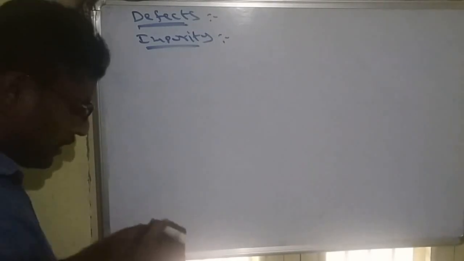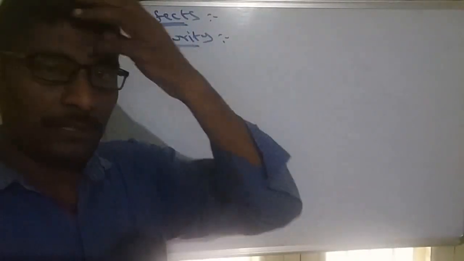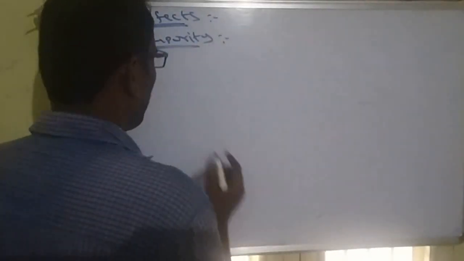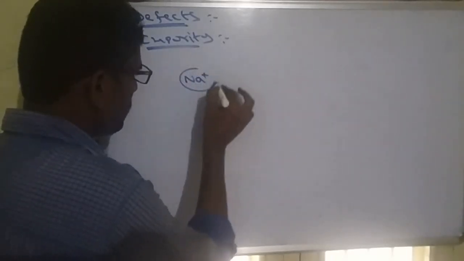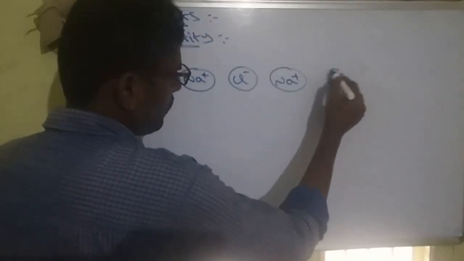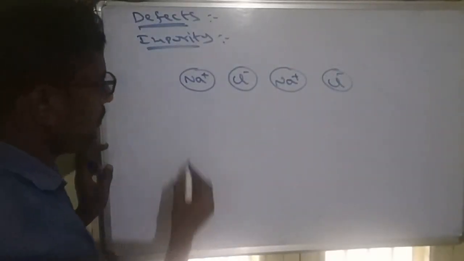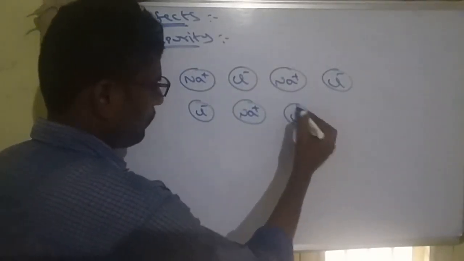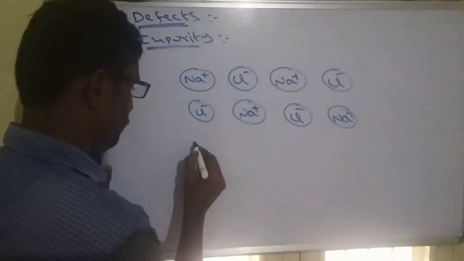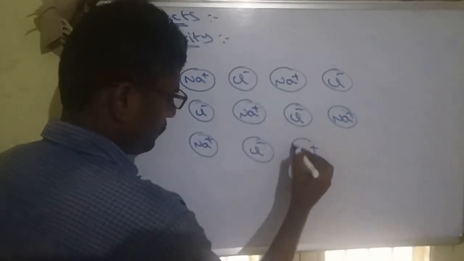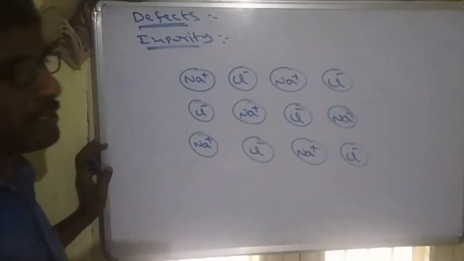Impurity defect is nothing but it is due to presence of foreign ions. Foreign ions means other than the actual crystal ions, any other ion is present. Such defects are called impurity defects. For example, we are taking NaCl solid, Na plus Cl minus. So the solid is made up of Na plus and Cl minus.